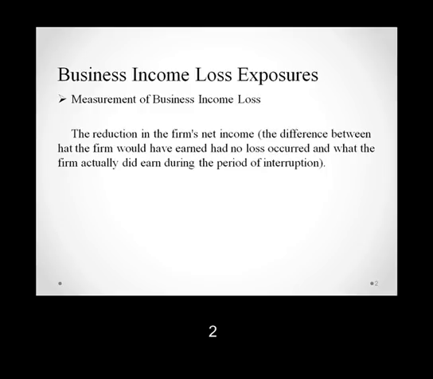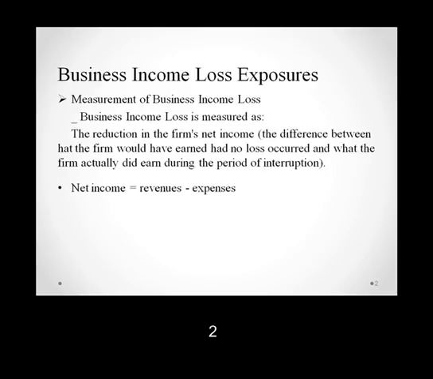Firms purchase business income insurance that covers the reduction in an organization's income when operations are interrupted by damage to the property caused by a covered peril. So be very careful. The consequential loss of net income needs to be the result of a covered peril for the business income loss to be covered by the insurance. So the business income loss is measured as the reduction in the firm's net income.